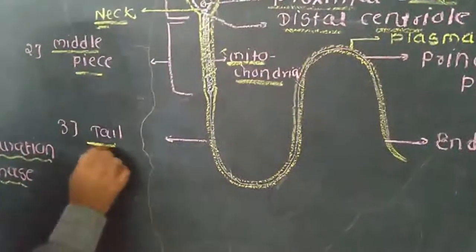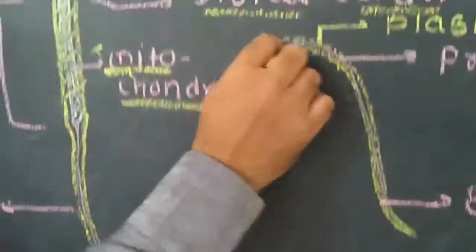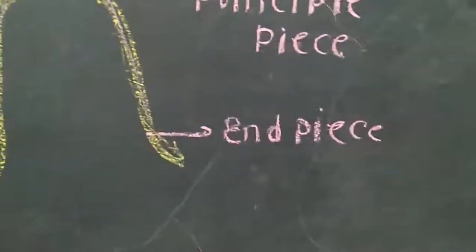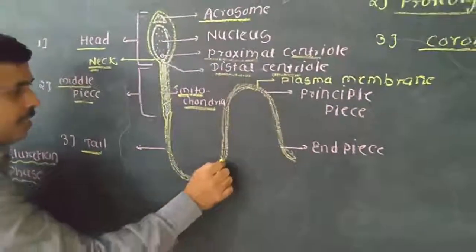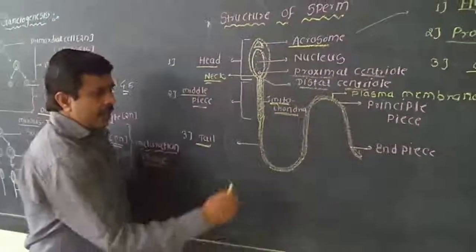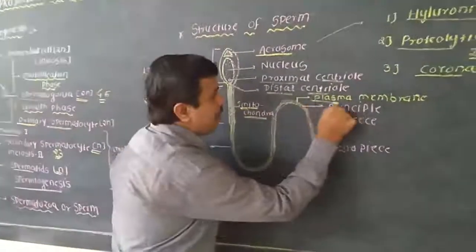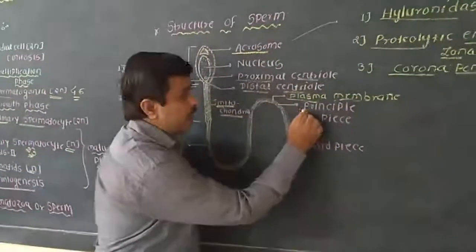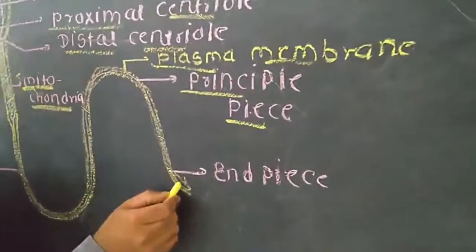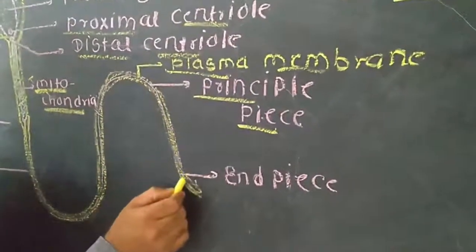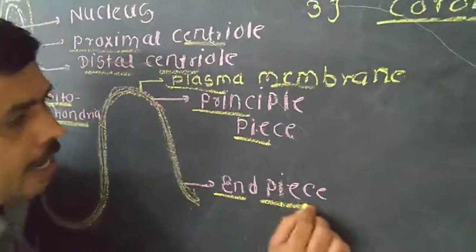Then the third part is the tail region. This tail region is a long, slender, elongated structure tapering at the end. It contains the axial filament and the cytoplasm. But in some regions, this axial filament is surrounded by the plasma membrane. This region is known as the principal piece. But at the tapering end, there is only the hair-like axial filament present. The plasma membrane will be absent. This region is known as the end piece.